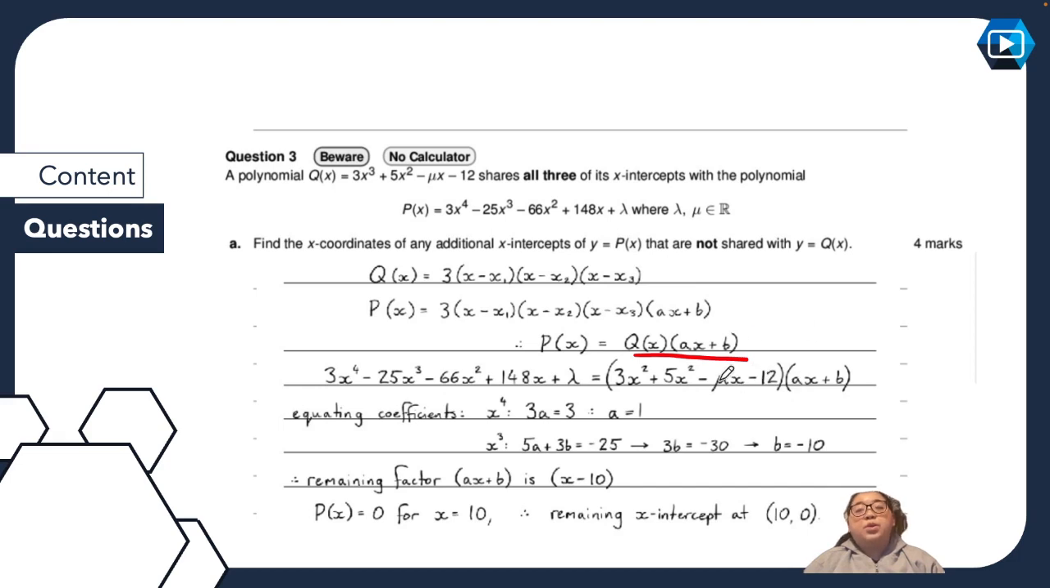And what we want to do is also try to avoid these mu and lambda concepts, because they want exact values for your a and b, i.e. they want the extra intercept. So the main thing is just trying to avoid the lambda terms and the mu terms for now. So essentially what we're going to get is that our remaining term is going to equal x minus 10. So we'll have an intercept at 10, 0.